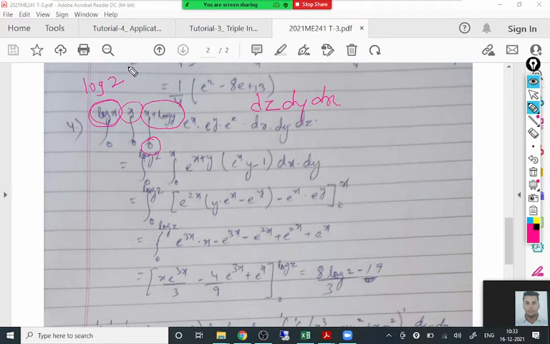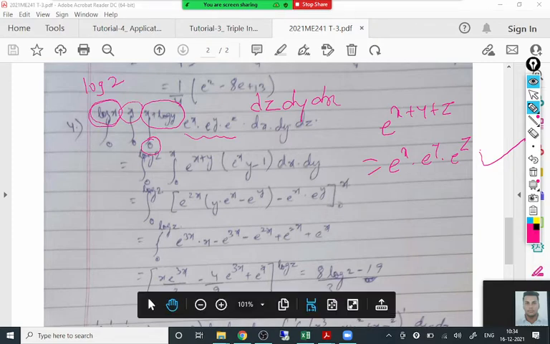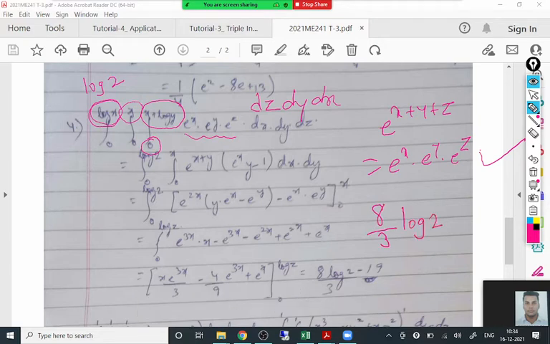Okay, and the function is split here. The given function is e raised to x plus y plus z, but the indices rule is used, and he has written e raised to x into e raised to y into e raised to z. That is also correct. Okay, and then integration with the upper and lower limits, and the final answer he got is 8 by 3 log 2 minus 19, and that is the correct answer there.